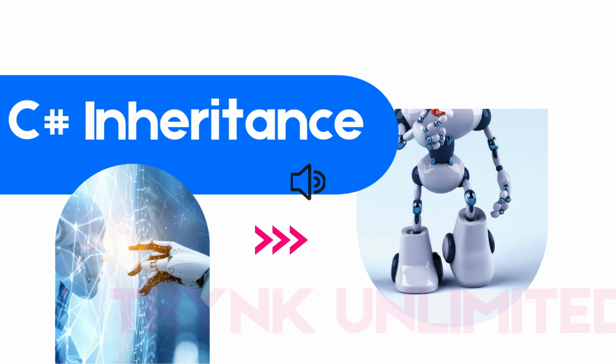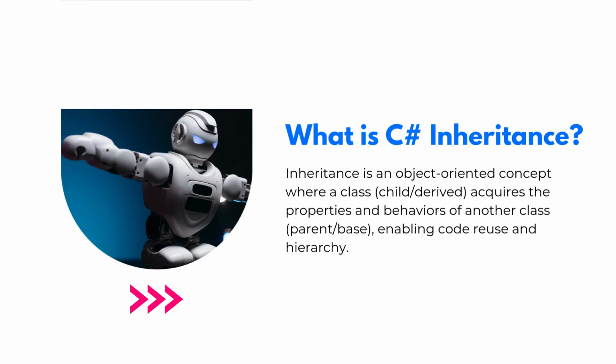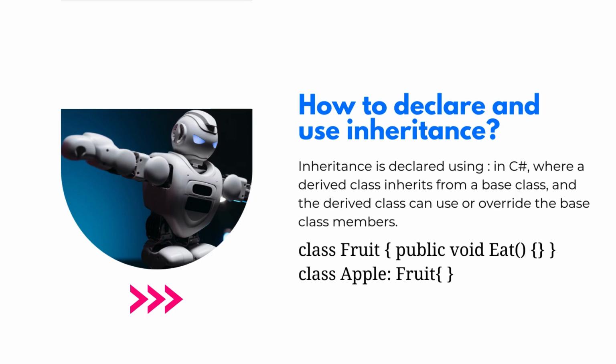C# inheritance. What is C# inheritance? Inheritance is an object-oriented concept where a class (child, derived) acquires the properties and behaviors of another class (parent, base), enabling code reuse and hierarchy. How to declare and use inheritance.